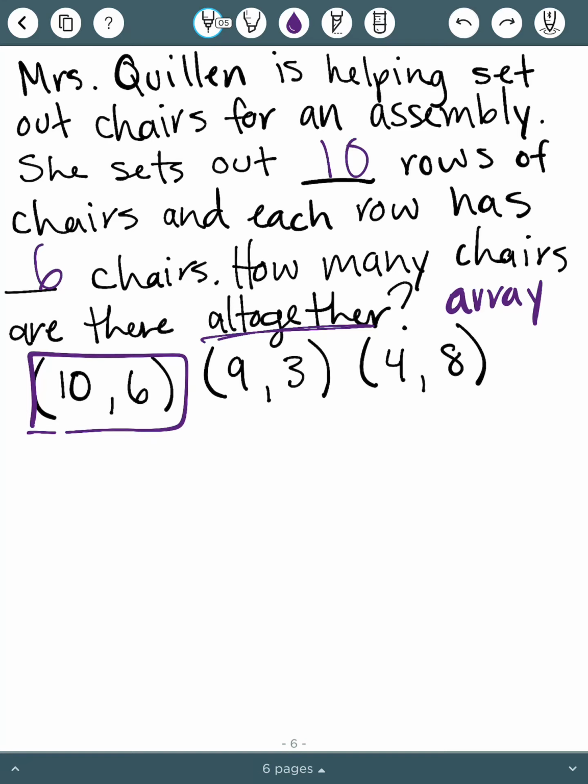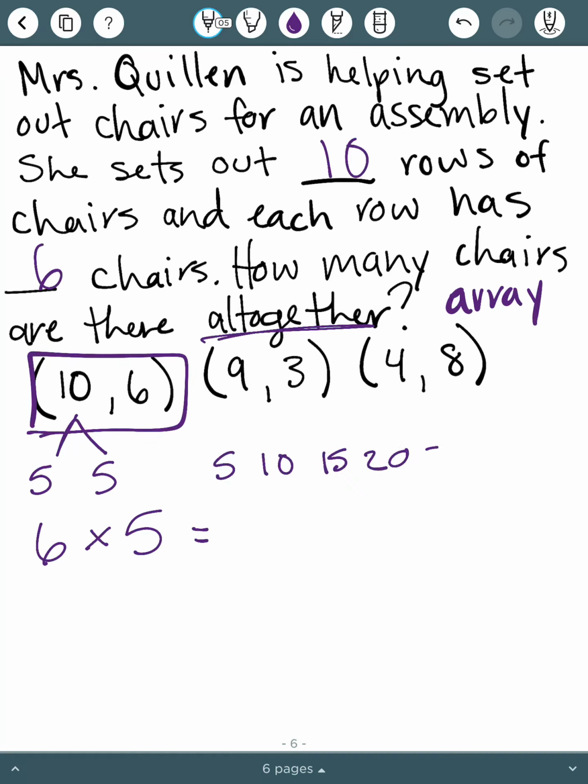Or they could say, okay, if they don't automatically know 10 times 6, then they could split the 10 into, they know that 5 and 5 make 10. So then they could do 6 times 5. That could be a little bit easier. So then they could skip count by 5s to 6. So 5, 10, 15, 20, 25, 30. 1, 2, 3, 4, 5, 6.